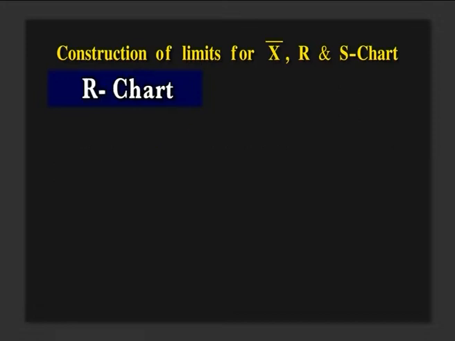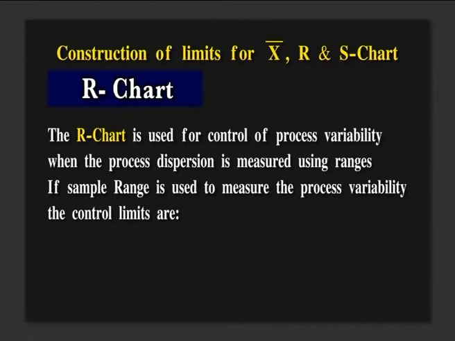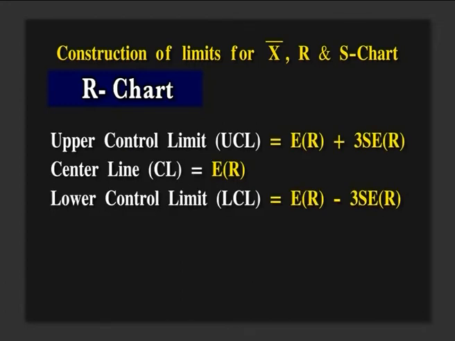R chart. The R chart is used for control of process variability when the process dispersion is measured using ranges. If sample range is used to measure the process variability, then the control limits are given by: upper control limit is equal to expected value of R plus 3 times standard error of R, central line is equal to expected value of R, lower control limit is equal to expected value of R minus 3 times standard error of R.